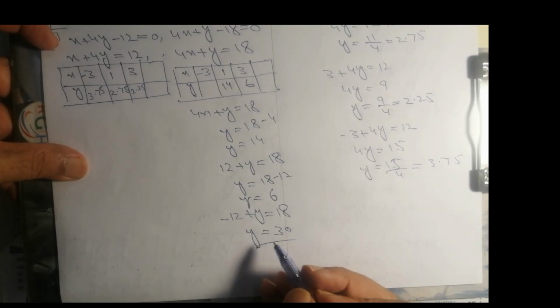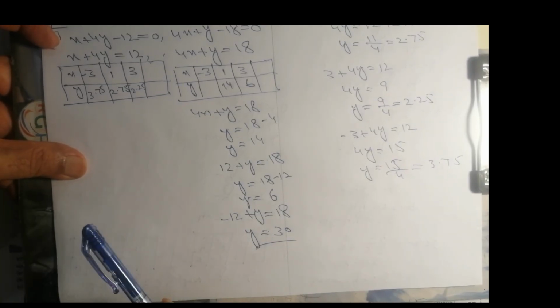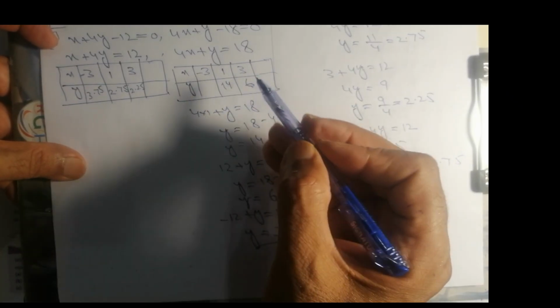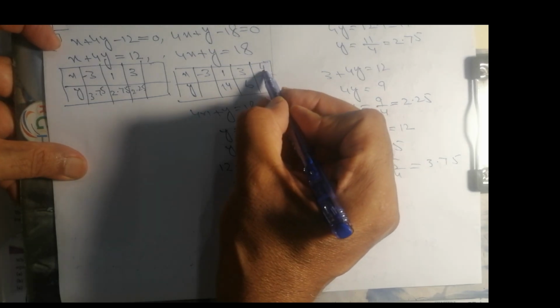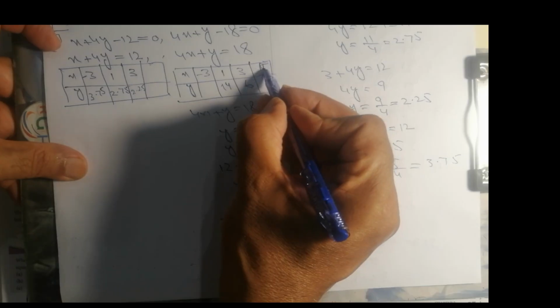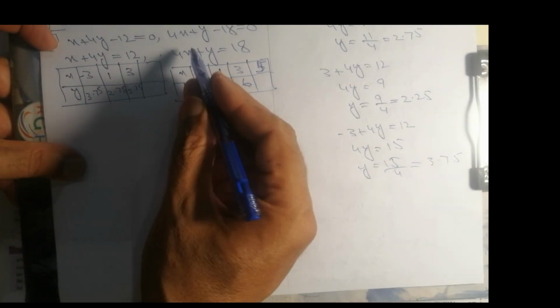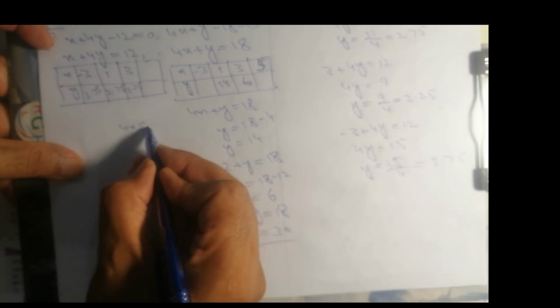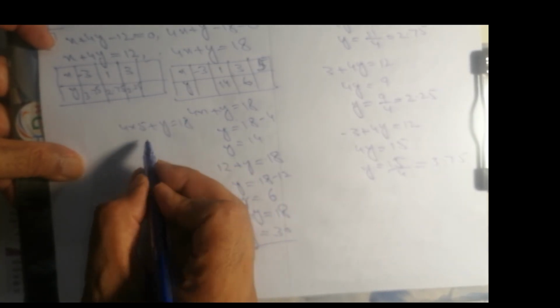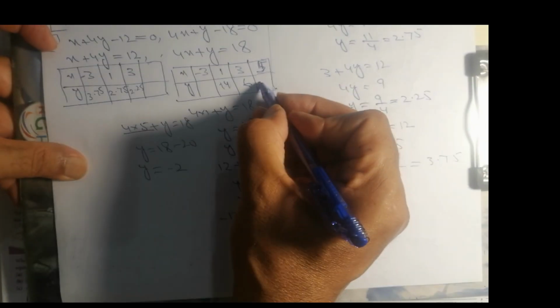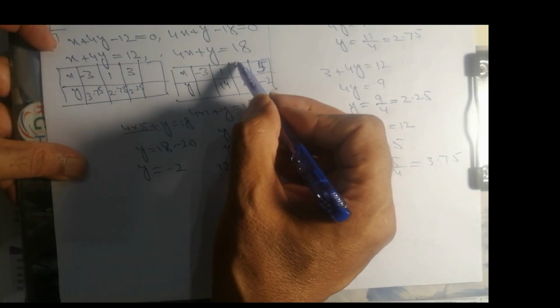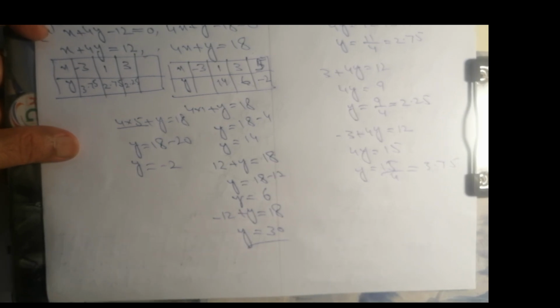So the 30 value is bigger, it will be beyond the paper. So better, because here the value is less, we take one more number close to 3, for example 4 or 5. Okay, we take 5. So 4 into 5 plus y equal to 18, and y equal to 18 minus 20. 4 fives are 20, minus 20, y equal to minus 2. So we will use these two values to draw the line. Two values are sufficient for drawing the line.